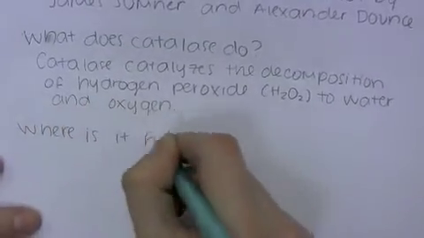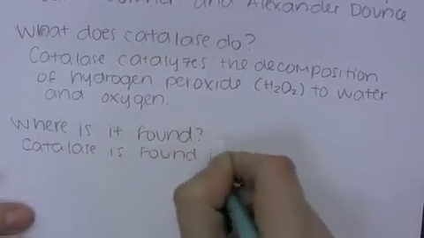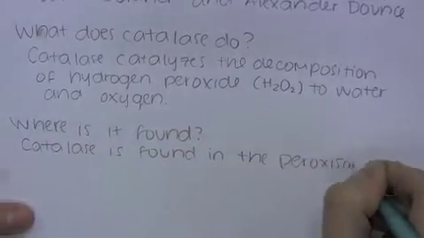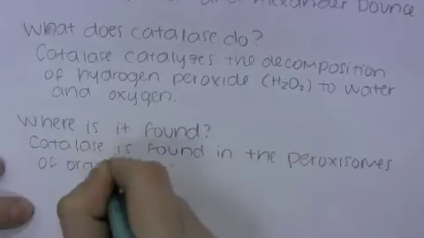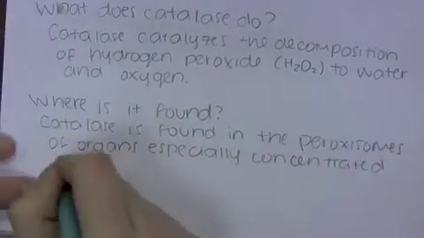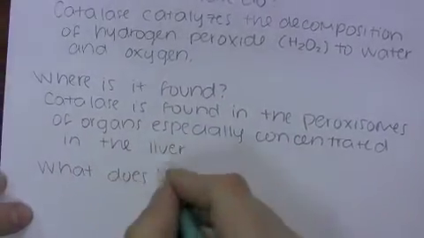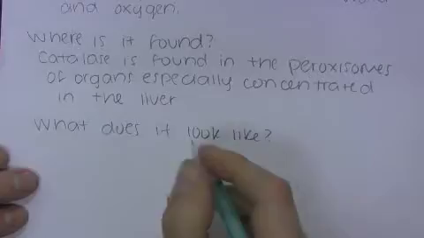And catalase is found in basically anything that requires oxygen. It is found in plants and animals, and on a cellular level, catalase is found in high concentrations in cells' peroxisomes, and catalase is especially concentrated in organs with high metabolic activity, such as the liver.